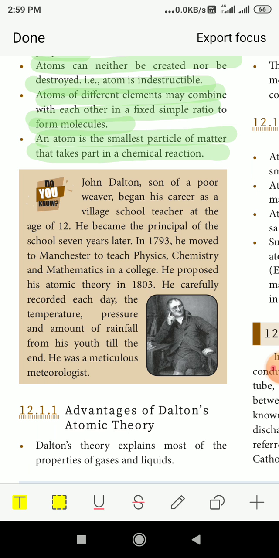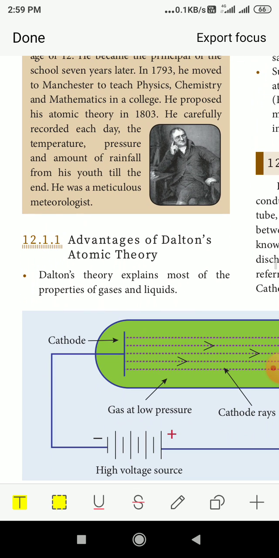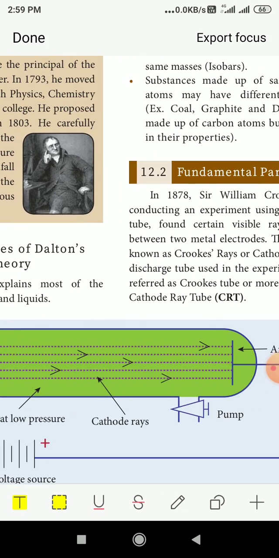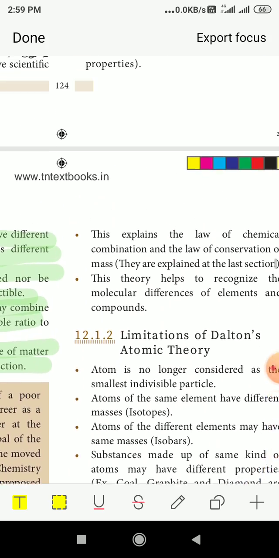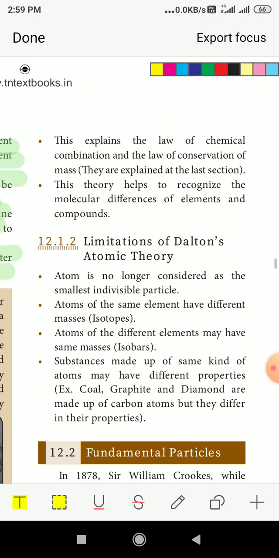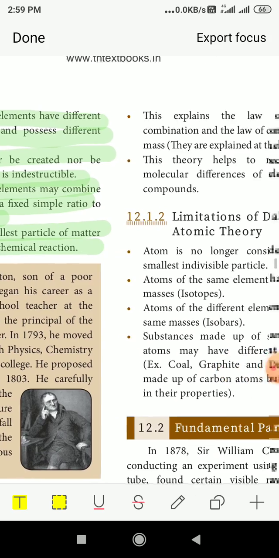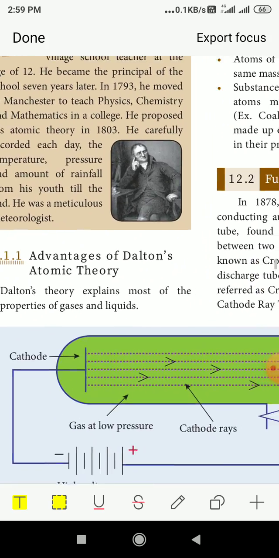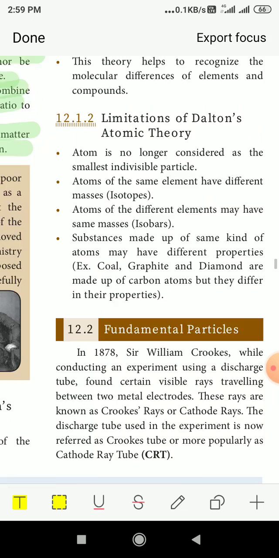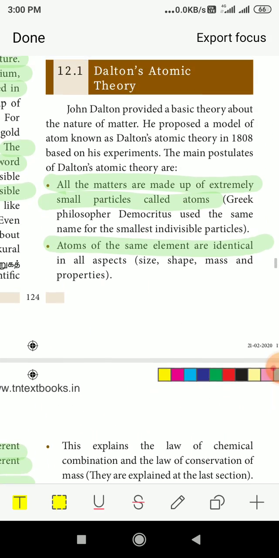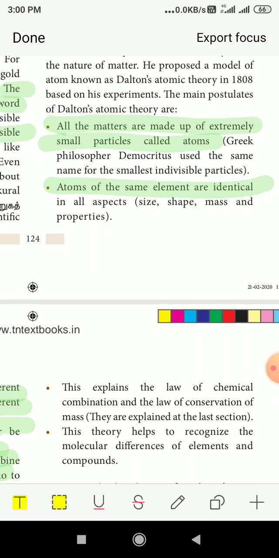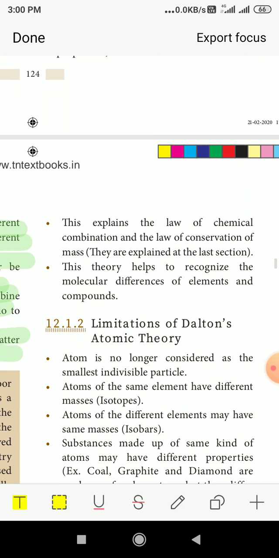Now, what are the advantages of Dalton's atomic theory? Dalton's theory explained most of the properties of liquids and gases. This explains the law of chemical combination and the law of conservation of mass. In his advantages of atomic theory, he explains the law of chemical combination and the law of conservation of mass.